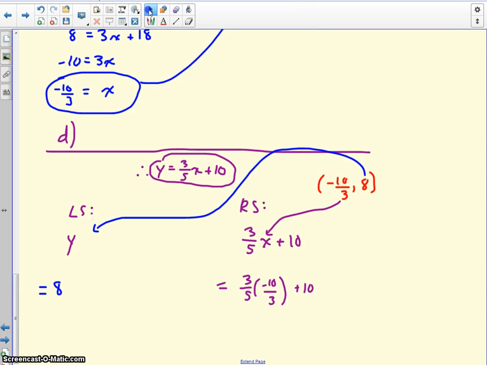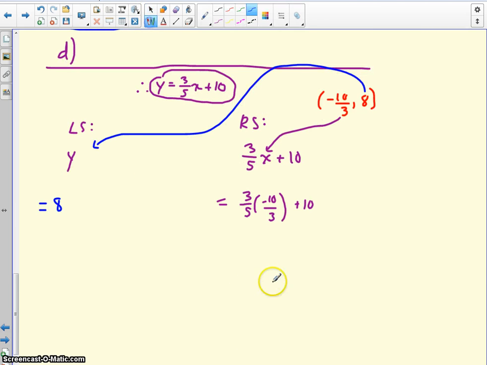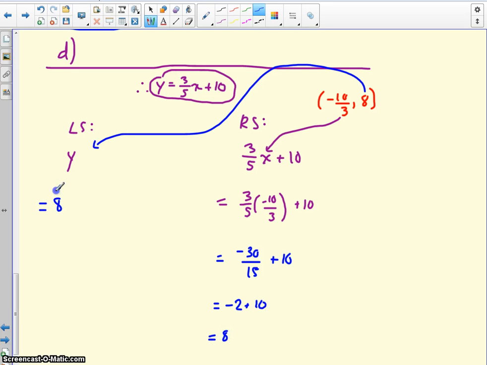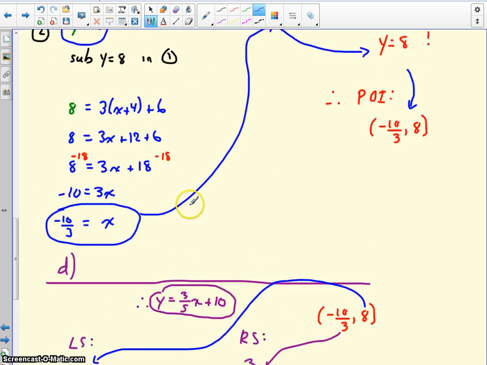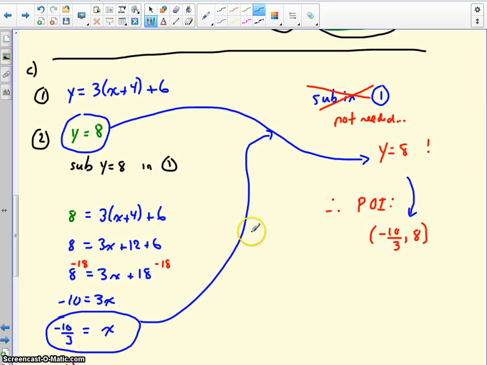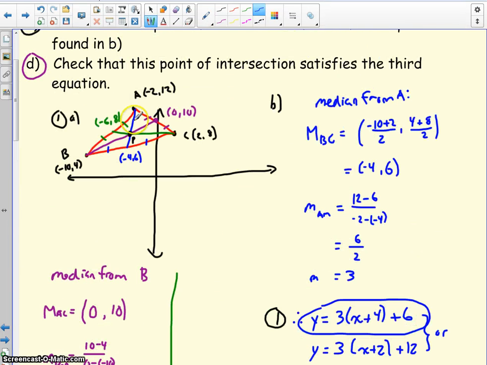For my right side, I have to do a little bit of algebra here just to clear it up. So I wind up here, if I multiply, I get negative 30 over 15 plus 10. Negative 30 over 15 simplifies to negative 2. So I get negative 2 plus 10, which is 8. Okay, so what I've done here is since left side equals right side, I've proven that this point, negative 10 over 3, 8, in addition to being the point of intersection between the two medians I solved for up here, is also the point of intersection for the third median as well. So this point right here is the point where all three of those medians intersect.